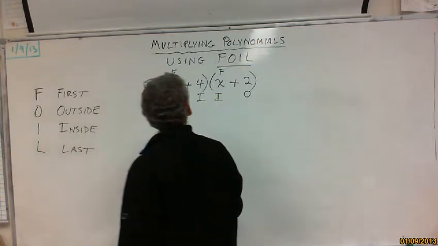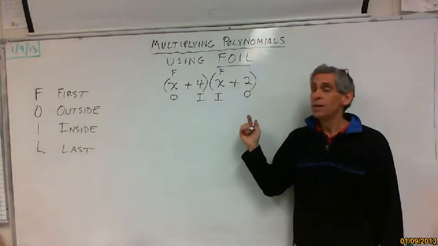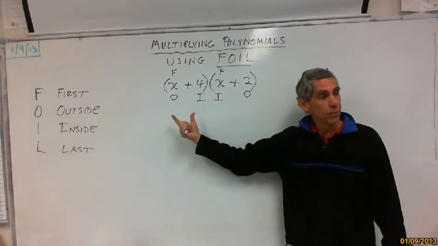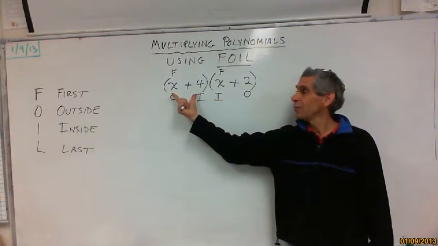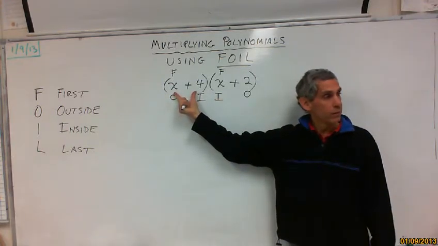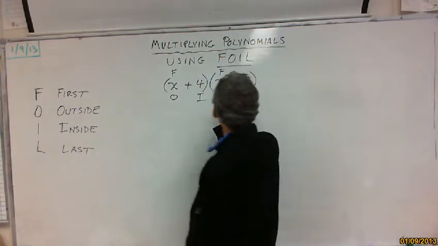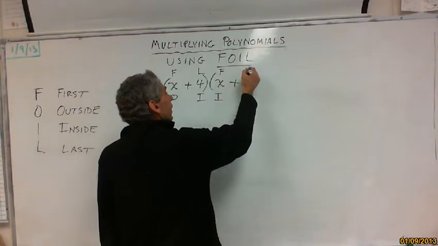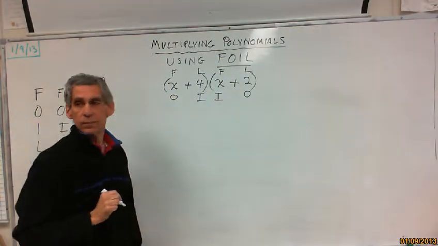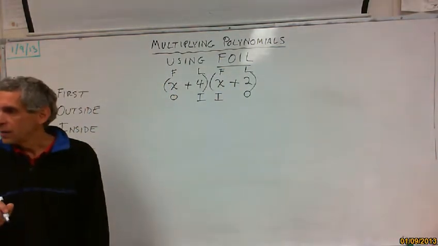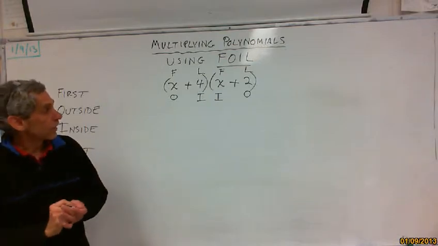Right? And now we're going to go back to binomial and binomial. What is the last term of this binomial? 4. And the last term of this binomial? 2. So that's my L and my L. Does that make sense? Eventually you'll get to the point where you get it really well.